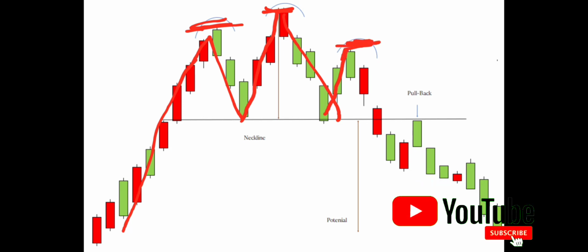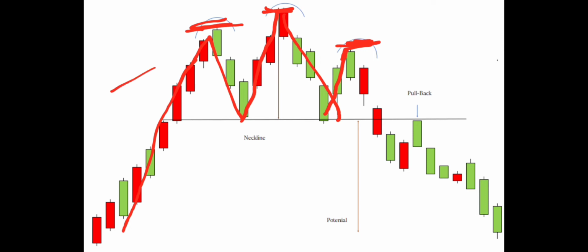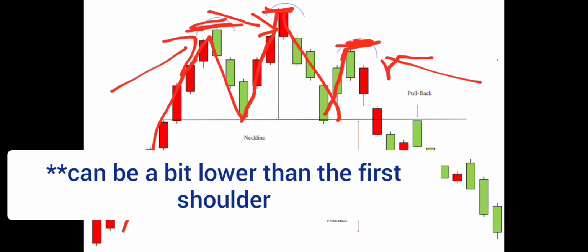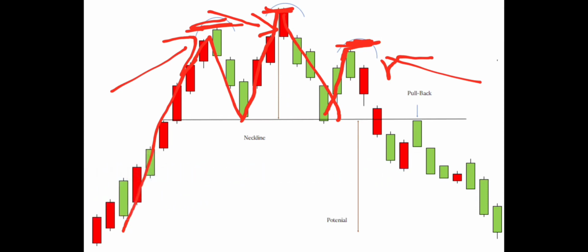From what we have here, we have our first shoulder, which is this. We have our head, which is this, and it is giving us something like our second shoulder. The second shoulder can be a bit below the first shoulder, or a bit above the first shoulder, and it can also be at the same level as the first shoulder. Do we get it now?